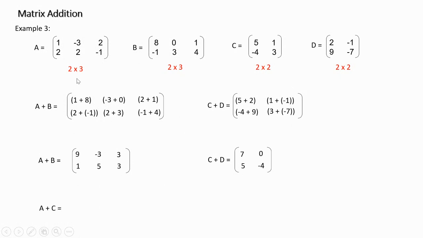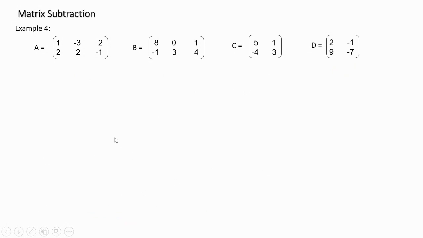Can we do A plus C? Matrix A plus matrix C. Not possible. Why? Because matrix A is a 2 by 3 and matrix C is a 2 by 2. These are not the same size of matrix, so that cannot be done. So not possible. Not the same size.